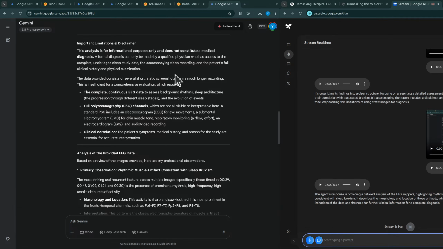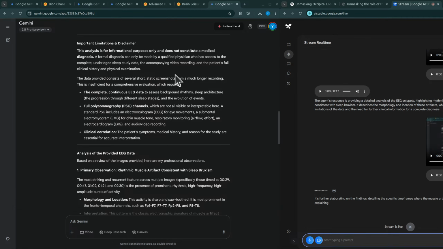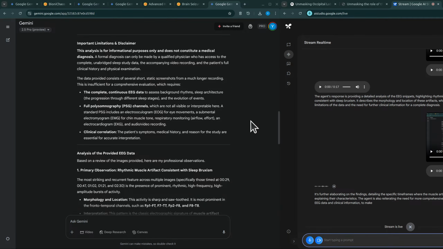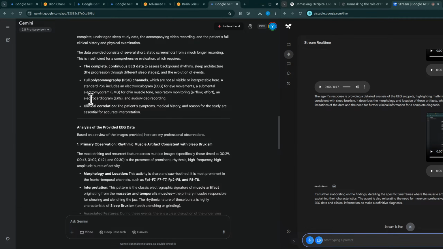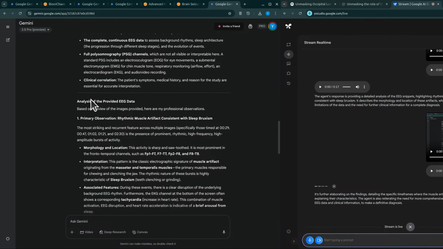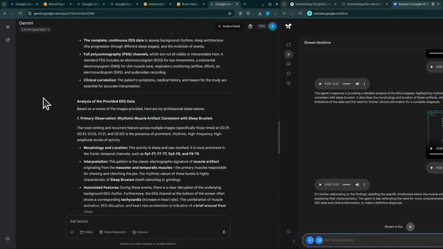Okay, keep going. It's further elaborating on the findings, detailing the specific timeframes where the muscle artifacts are observed, and explaining their characteristics. The agent is also reiterating the need for more comprehensive data, like the complete EEG data and clinical information, to make a definitive diagnosis. But we did provide the complete EEG data. What else are they saying?